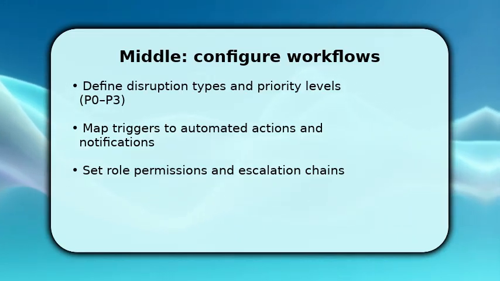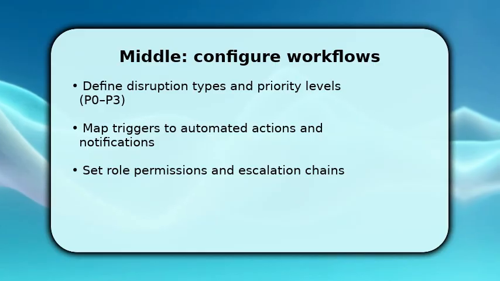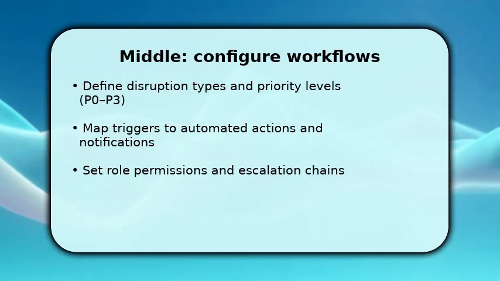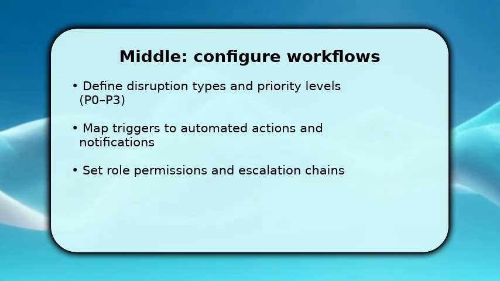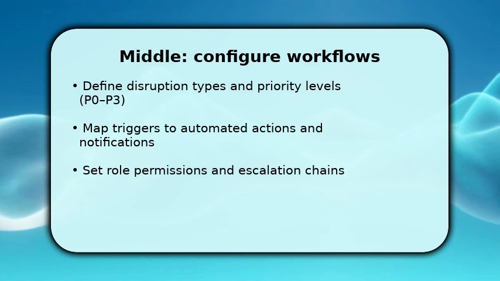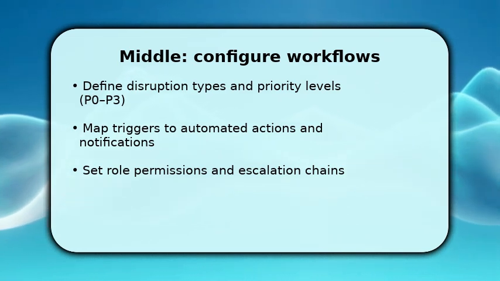Then map triggers, like threshold breaches or downtime, to automated actions and notifications. This ensures repeatable, immediate responses. Make sure role permissions and escalation chains are precise so the right people get alerted in sequence. Finally, test each rule with a simulated event to verify.